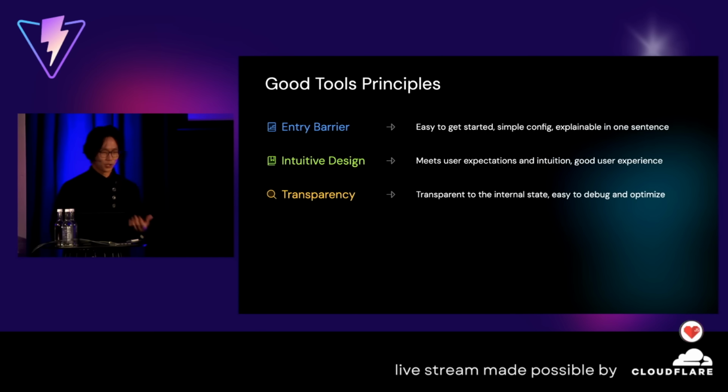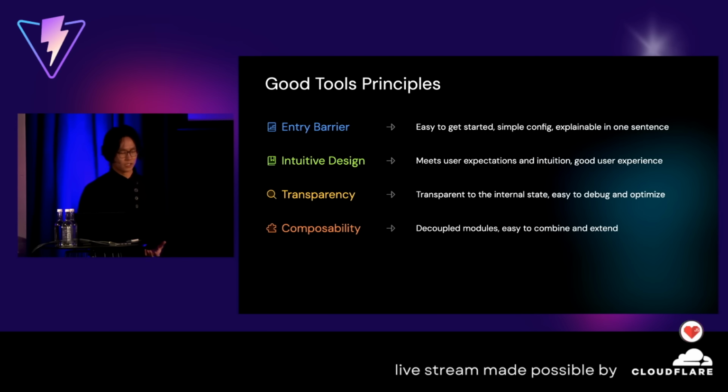So sometimes we want to work with black box, but sometimes we hate black box, right? And enable compatibility, having decoupled modules and make the features easier to combine and extend with other tools and leverage their full powers. And the final one to pick is extensibility.